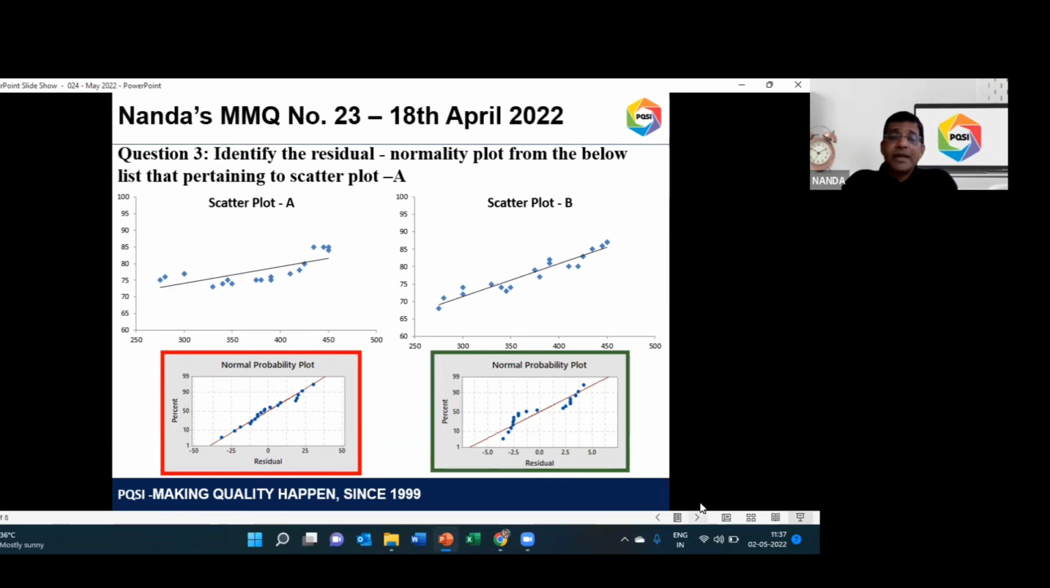So scatter plot B has a residual which is more or less following a normal distribution, that was highlighted in red, whereas scatter plot A, the normal probability plot of the residuals, does not follow a normal curve. We have not highlighted the p-value, but the way the plot looks, it doesn't seem to be normal, which is one of the concerns when we do regression, right? So the right answer is the one highlighted in green.